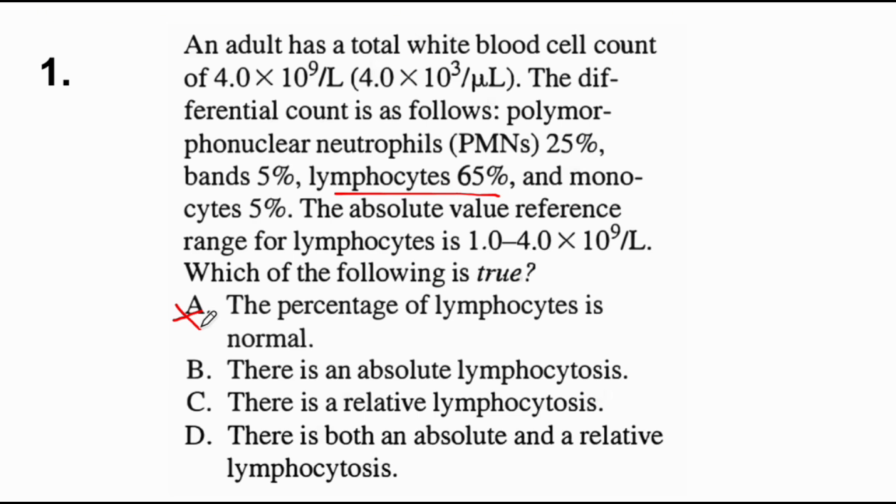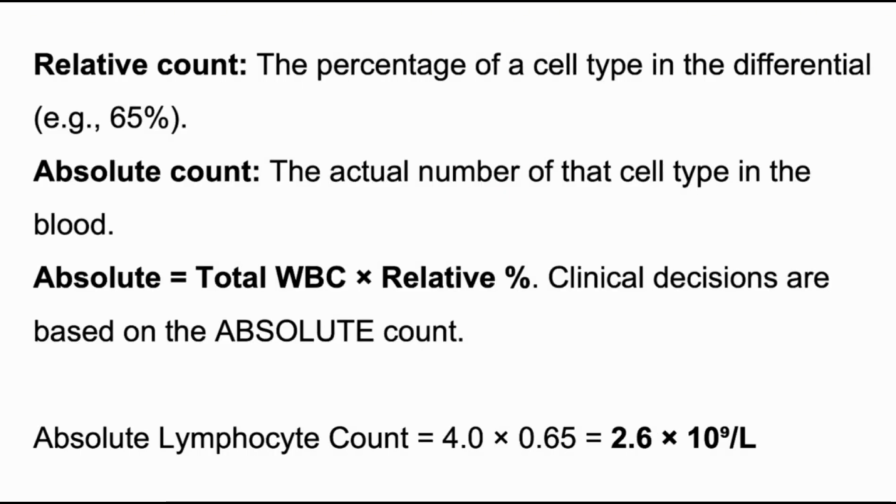Now we must calculate the absolute count, which is what usually matters clinically. We will look at the formula on the next slide. This slide defines our key terms. The relative count is just the percentage from the differential. The absolute count is the actual number of cells in the blood.